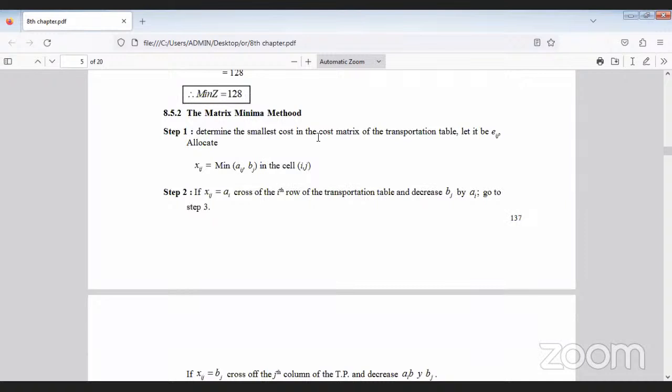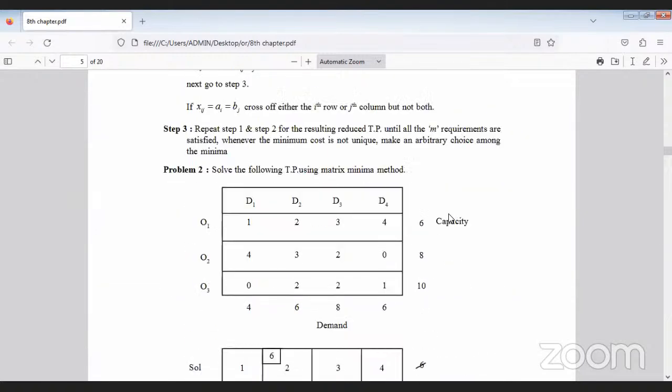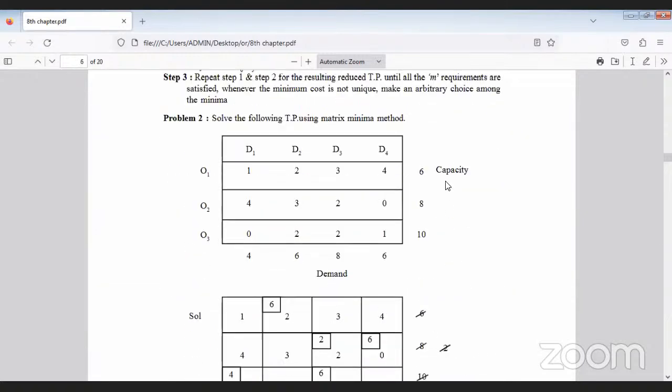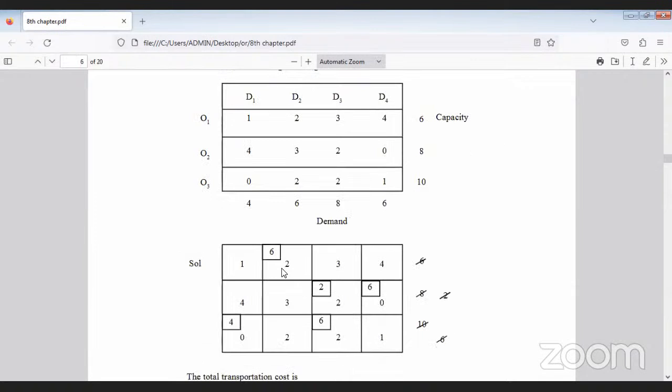Determine the smallest cost of the matrix. Allocate Xij equal to the minimum of Ai and Bj in the cell Ij. Why are we writing 6 here in this one?